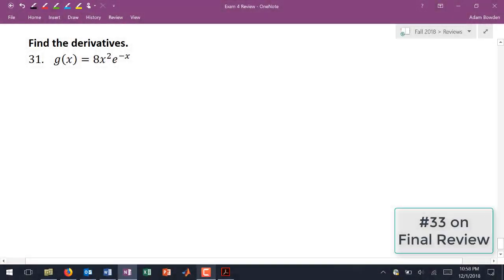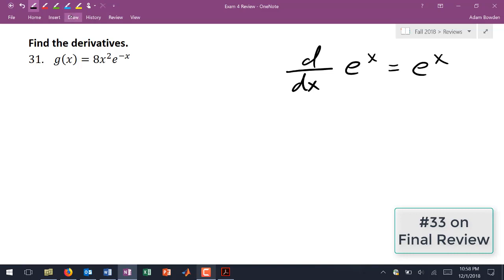Number 31, we're going to find the derivative of something involving e to the x. And just for reference, the derivative of e to the x is just the same, e to the x. But in this case, we're going to have to apply the product rule since we have the product of a few different factors.